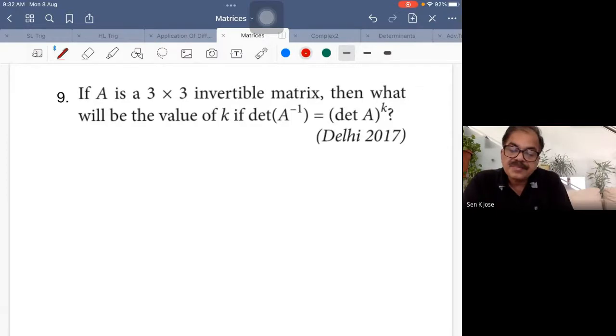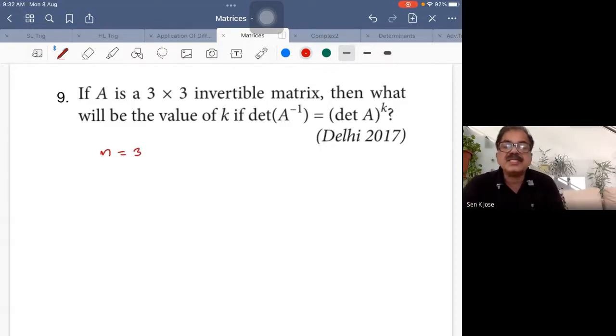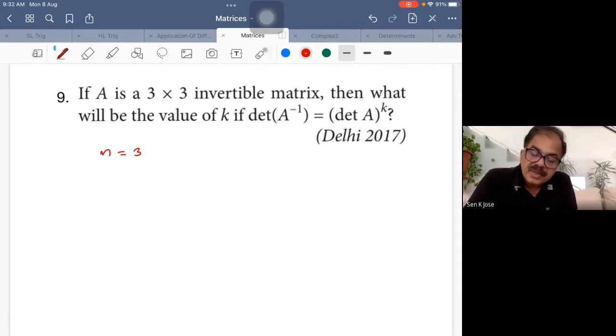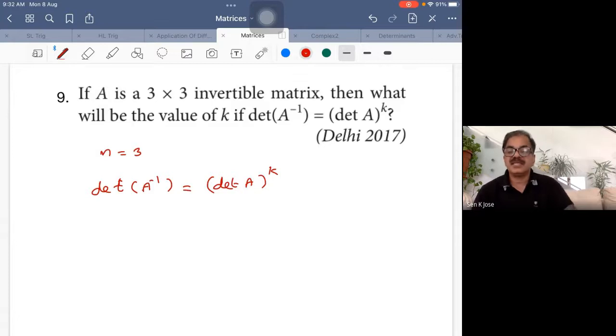Question 9. Okay. So here it says if A is a 3 by 3 invertible matrix, so n is equal to 3. It's a 3 by 3 matrix. What will be the value of K if determinant of A inverse is equal to determinant of A to the power of K. It's a 1 mark question. It's just recollecting the result.